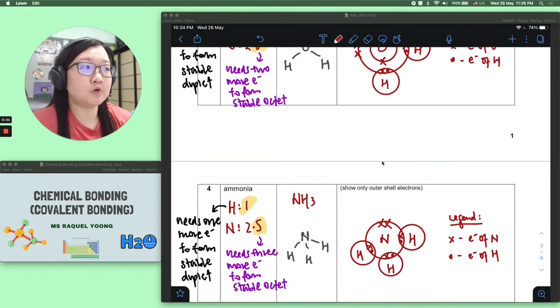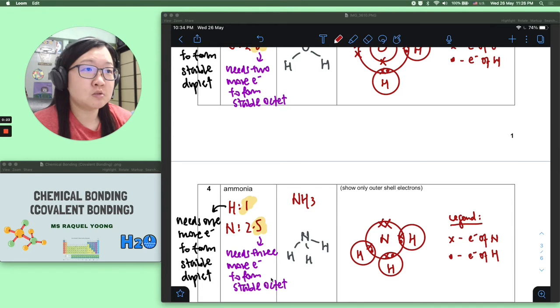Okay, question for ammonia. Ammonia is NH3, so it consists of nitrogen and hydrogen, right? So hydrogen, we saw this previously already. Hydrogen needs one more electron to form a stable duplet. Nitrogen is 2.5 for its electronic configuration. So in this case, it's 3 electrons away from attaining a stable octet.